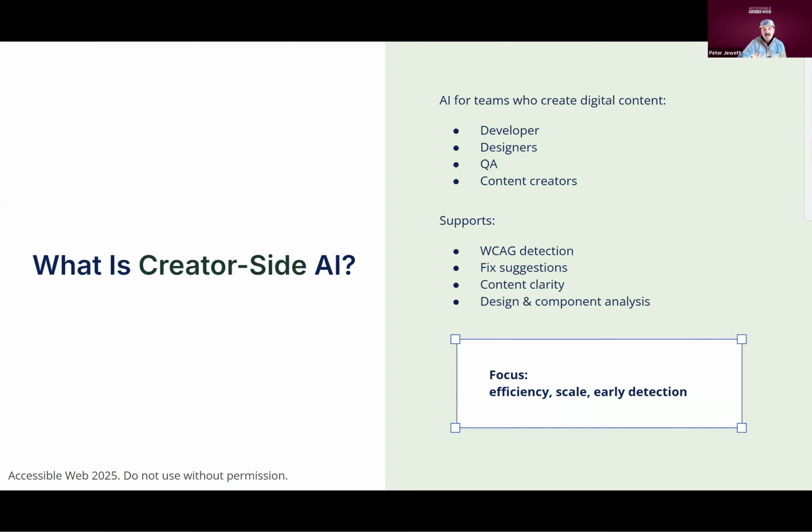Creator-side AI supports teams building digital products: developers, designers, QA, content creators. It can help detect WCAG issues, suggest fixes, and review large content sets. So this is where teams are really feeling a big productivity boost. A lot of folks are rushing into using this. It's definitely a way to be efficient and accelerate your accessibility.